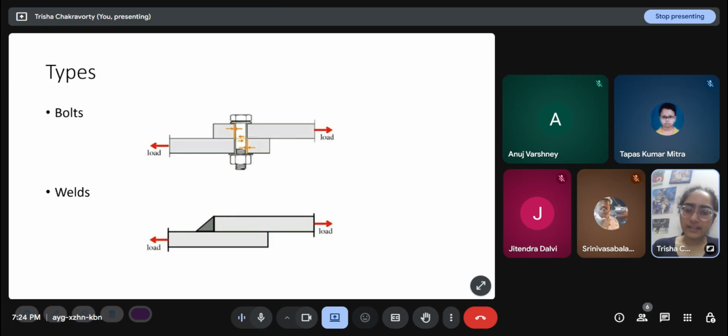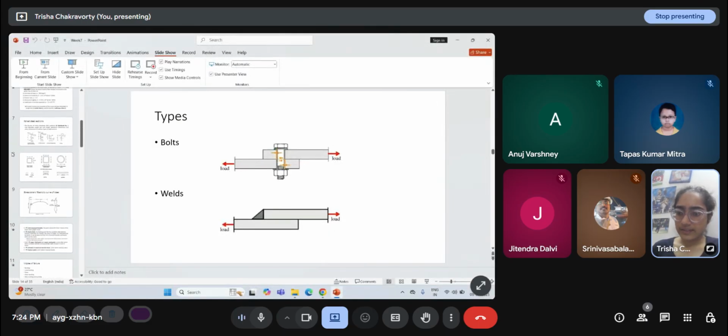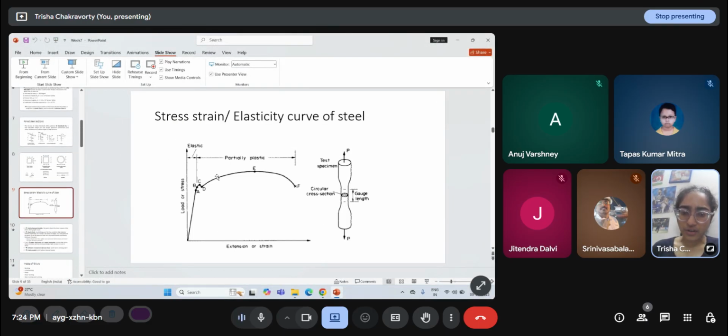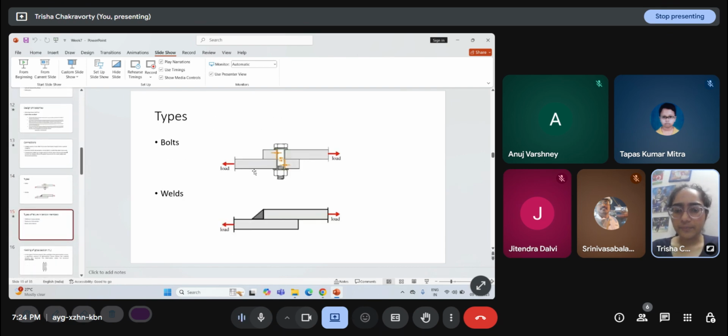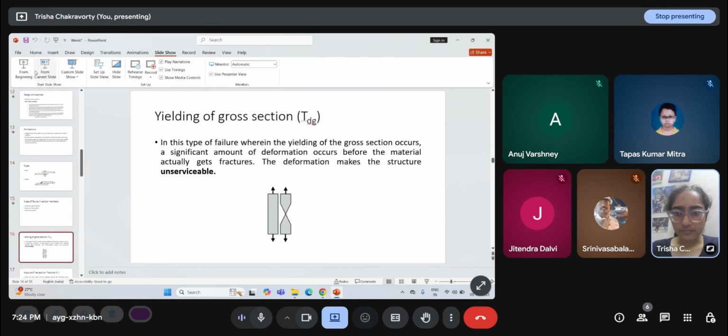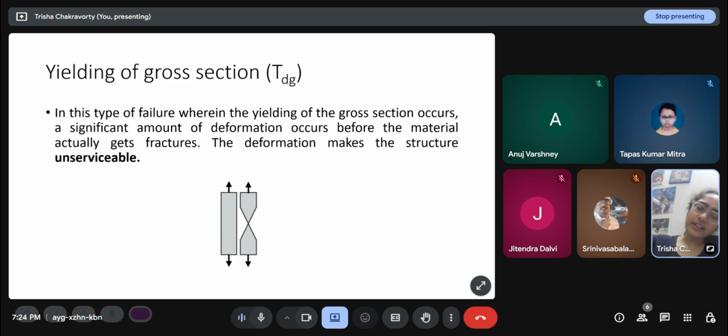And yielding is like this: when this point has been crossed in the section, it starts flowing, right? For a small increase in stress, the strain increases so rapidly. So it is a serviceability problem. If the length suddenly increases a lot, it might hamper the functioning.